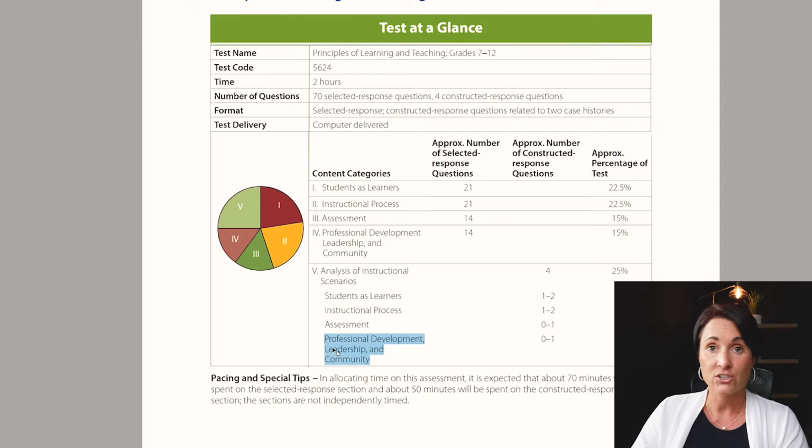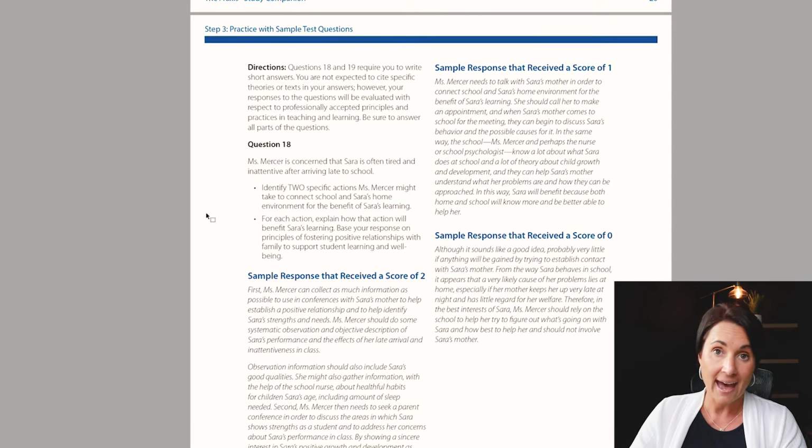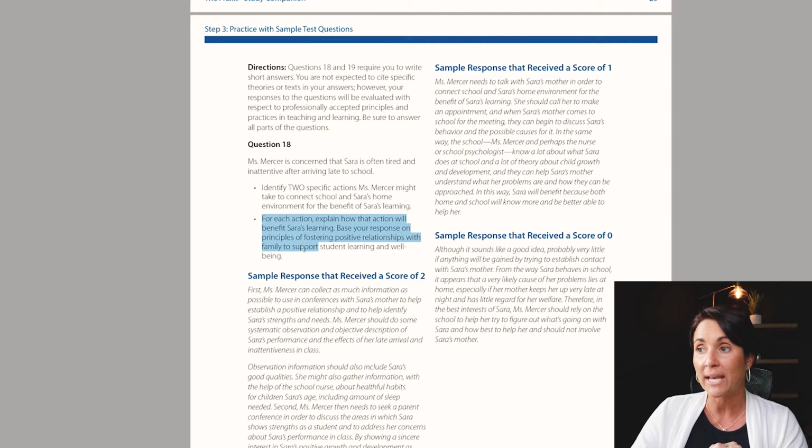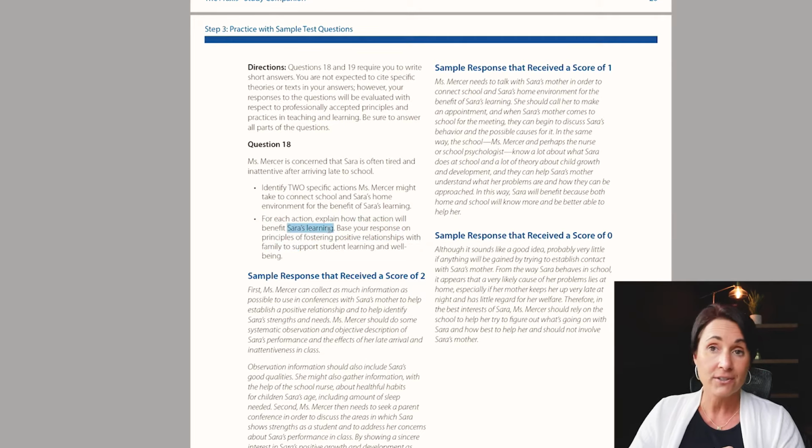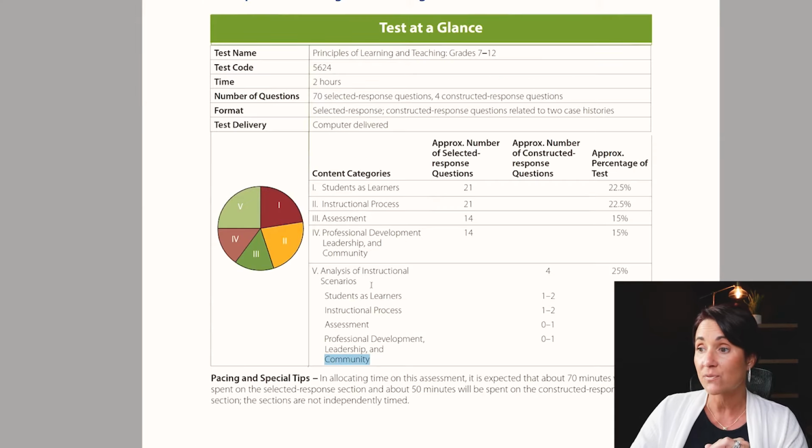Because you are connecting the student's home with the school, that's part of the community. So this particular test question is coming from that content category. And then underneath it, it says, for each action, explain how that action will benefit Sarah's learning. Well, now we're talking about Sarah's learning. So that part comes from the students as learners, because Sarah is the student and she is learning. So that's a good way to figure out how these questions are organized.